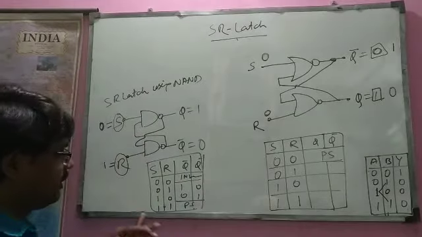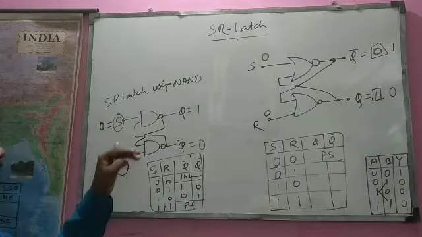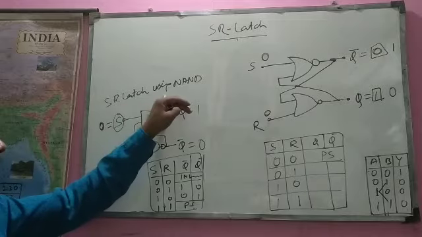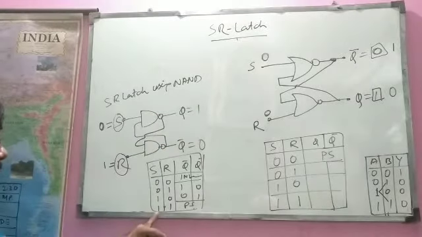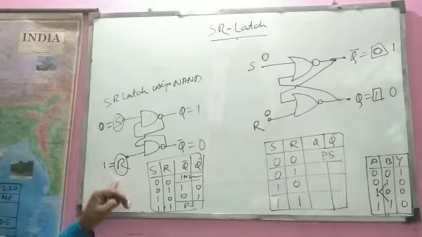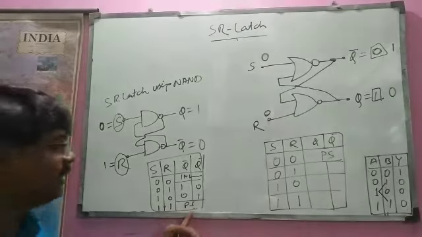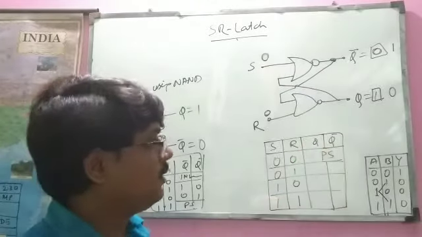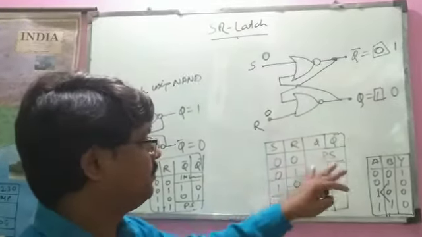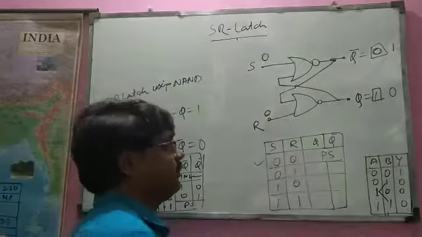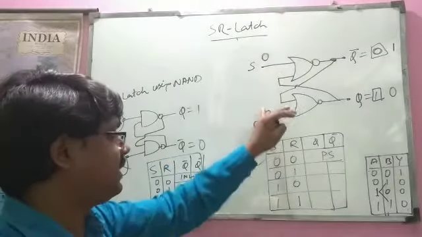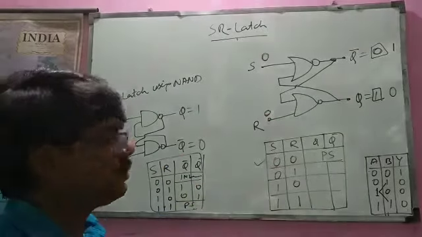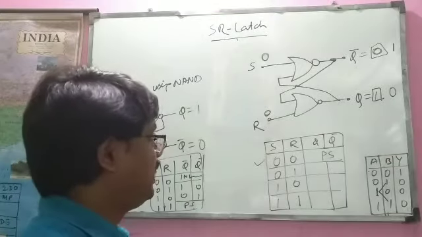See the comparison between this one and the SR latch using NAND. When the inputs S and R were both 1, it was in the previous state. But this is changed. When the inputs S and R are 0 0, then only its output will be in the previous state.